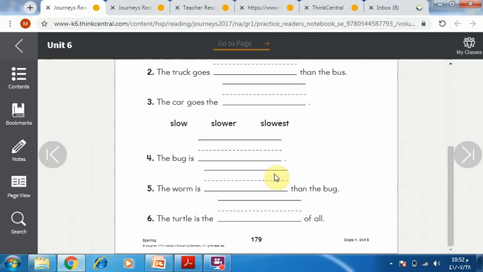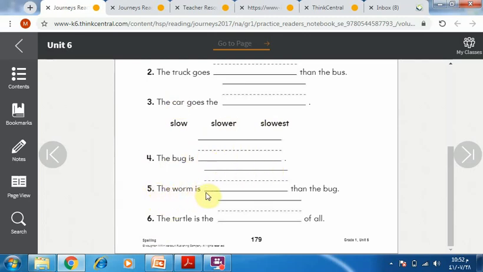Let's answer the next one. You have slow, slower, slowest. Number 4. The bug is slow or slower or slowest. The bug is slow, since I'm talking about one thing, one bug. The bug is slow. Cross slow and write it here.